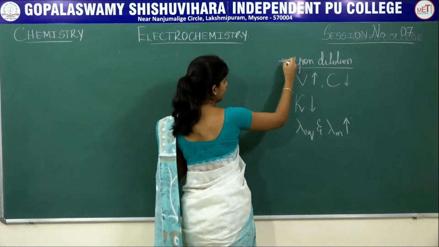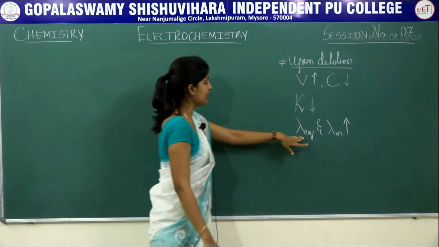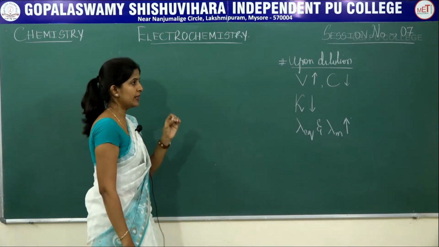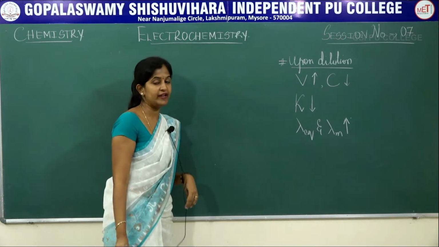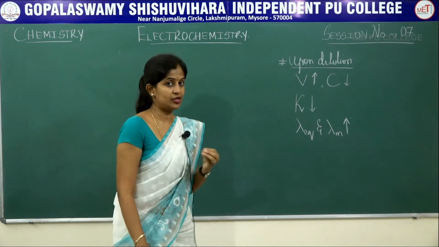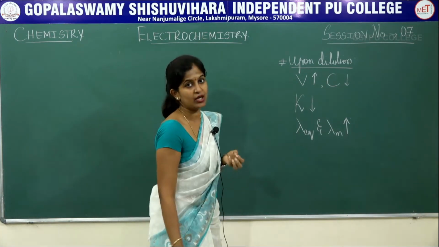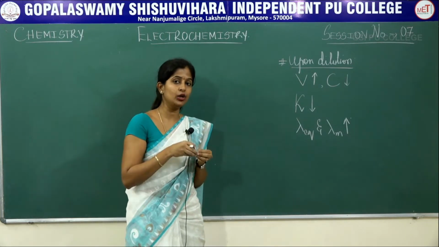So this is the gist of the discussion that we have done now. So now I am telling why lambda EQ and lambda m increase upon dilution with respect to a strong electrolyte and a weak electrolyte. In the first session itself, we have discussed what you mean by a strong electrolyte and what you mean by a weak electrolyte. So a strong electrolyte is an electrolyte which undergoes complete dissociation upon adding it to water.